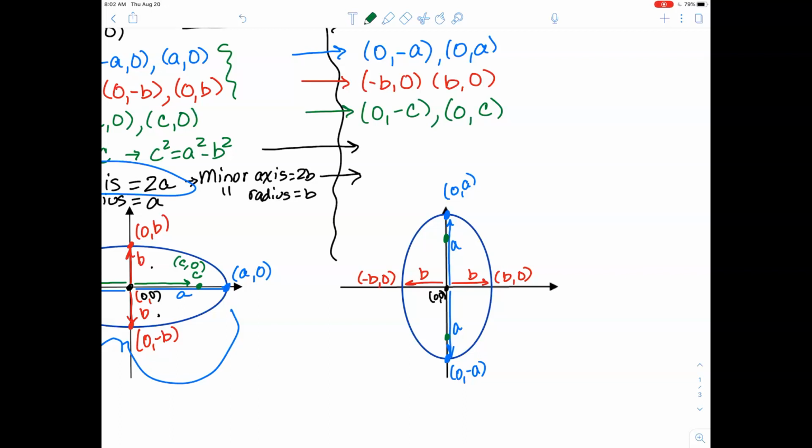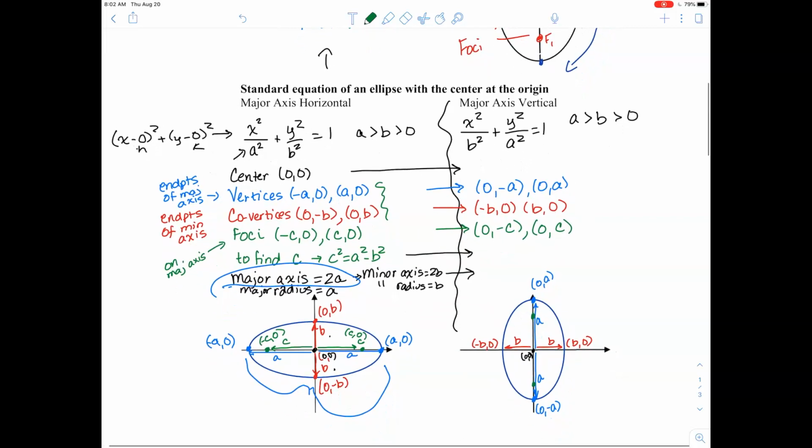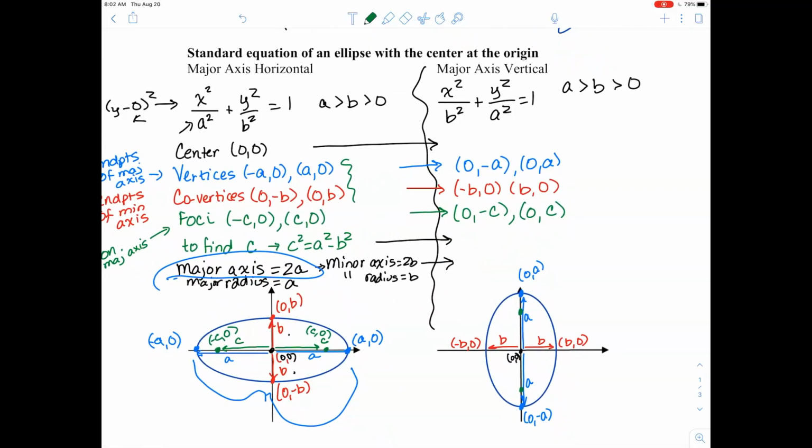Okay, so what's important here, let's just backtrack for a second. You have to make a decision. You have to look at the ellipse. Actually, when you're looking at the equation, what you have to look for is where is the larger value. What is it under? Is it under the x squared? If it's under the x squared, then you have a horizontal major axis. If it's under the y squared, then you have a vertical major axis. Okay? All right. So that's the decision that you have to make. You have to pick the right equation.